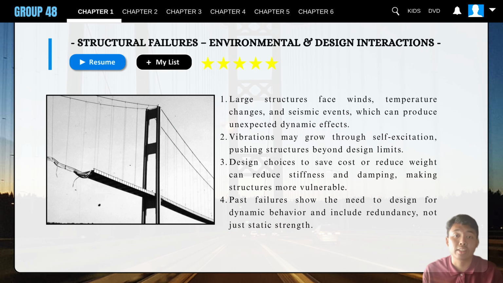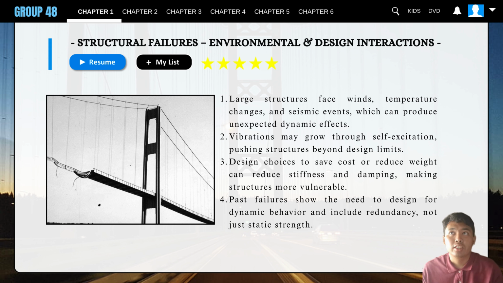So moving to the first chapter, which is the introduction part. Below, structural failure happens between the environmental and design interaction. As we all know, large infrastructure often faces wind, temperature changes, and seismic events, which can lead to unexpected dynamic effects. Therefore, the vibration may go to agitation, pushing structure beyond design limits.